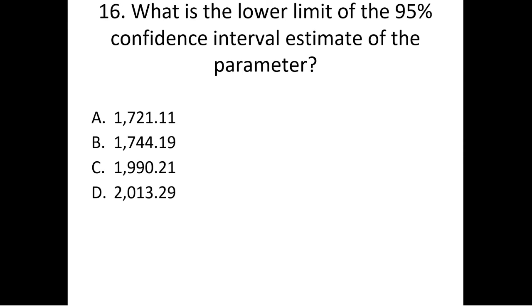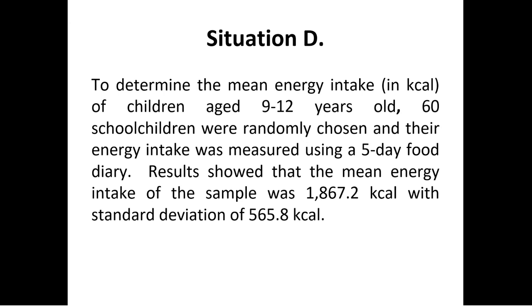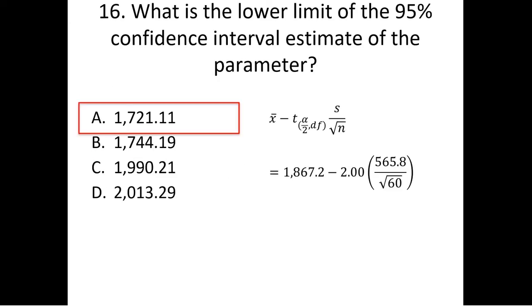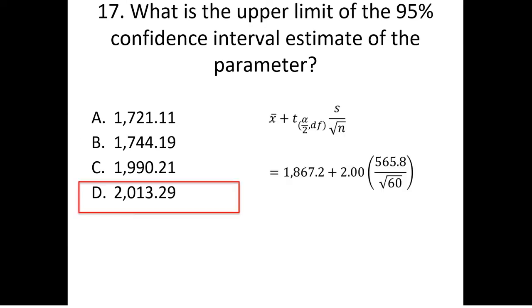Here, our 95% confidence interval estimate is computed using the formula for a population variance unknown situation. If you would go back to the problem, you would notice that the standard deviation is actually computed from a sample, hence population variance unknown. If you do this properly, you should be able to arrive at 1,721.11, and the upper limit as 2013.29, which is letter D.